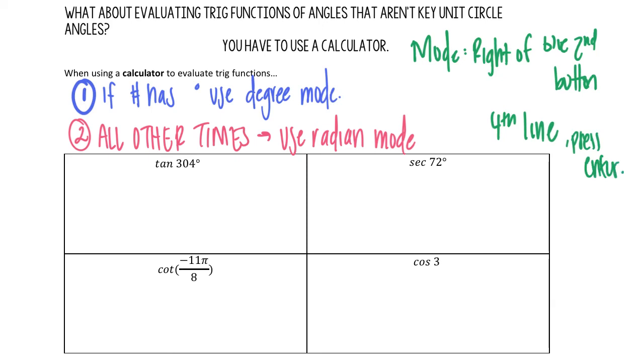So for example, on this first one, tangent of 304 degrees, you'll notice that it's in degrees. So we want to use degree mode, obviously. So you'll go to mode, go down to degree, press enter, push second quit to get out of there, and then your sine, cosine, and tangent buttons are directly above the 7, the 8, and the 9. So you'll just press tangent of 304 and press enter, and you know you've done it correctly if you get negative 1.4826, we'll round it to.